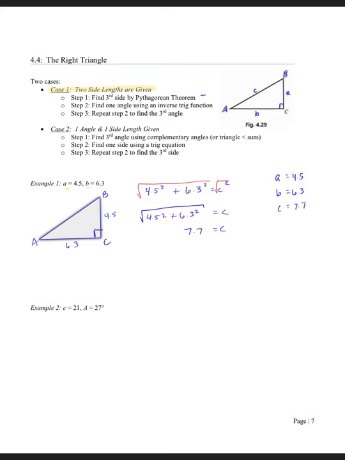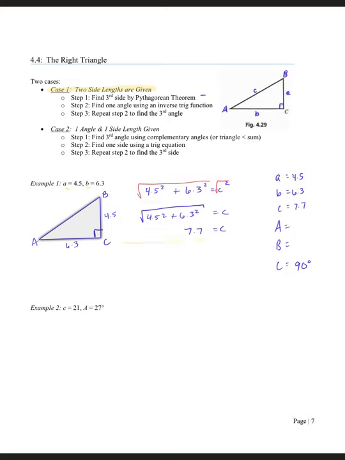Now I want to find my three angle measures. These are all noted with capital letters, A, B, and C. Well, we know C is 90 degrees, so now we need to find the measure of the other two. So you can see step 2 up here says find one angle using an inverse trig function. It doesn't matter whether you want to start with angle A first or angle B first. All right, so let's just start with A.